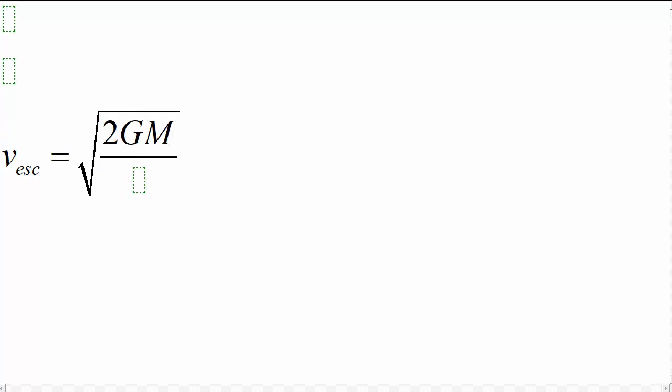And the formula for escape velocity is v, ESC for escape, equals the square root of 2GM over r. You notice that it's identical to the formula for circular orbital velocity except for the 2 up here. So escape velocity is the square root of 2 times the gravitational constant times the mass of the Earth divided by the distance from the center of the Earth in meters.